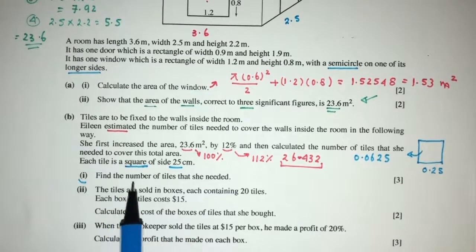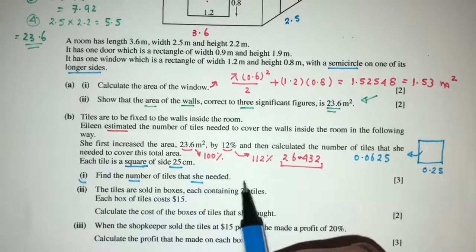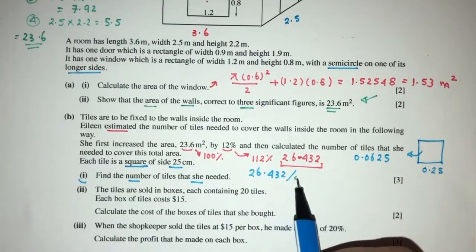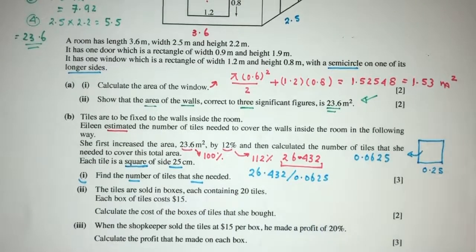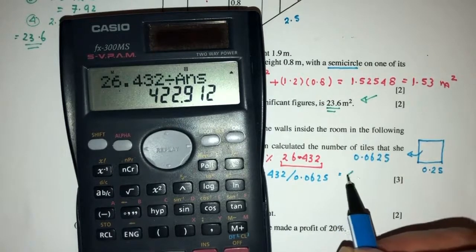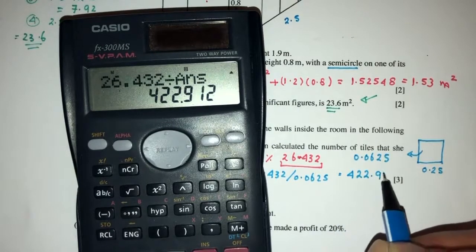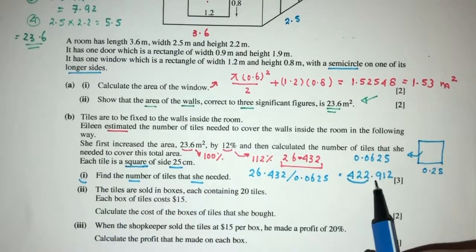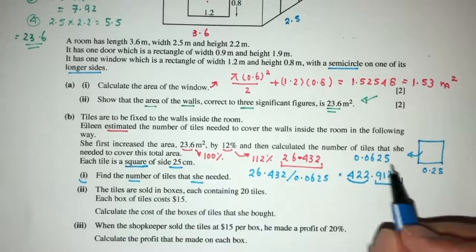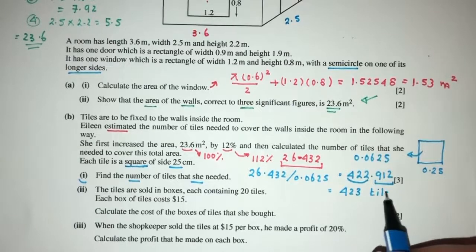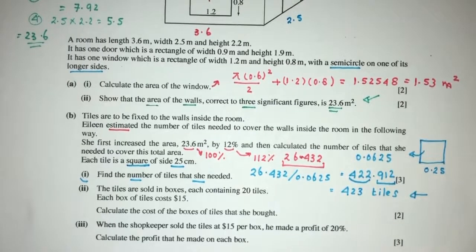Part 1, find the number of tiles she needed. That will be the whole area divided by the area of one of the tiles. Let's see how much she needs. 26.432 divided by 0.0625, that will be 422.912. So obviously we cannot take this value for a tile. We will have to take the whole value, that will be 423 tiles that she will need. Right? We will have to round it up to the next tile.